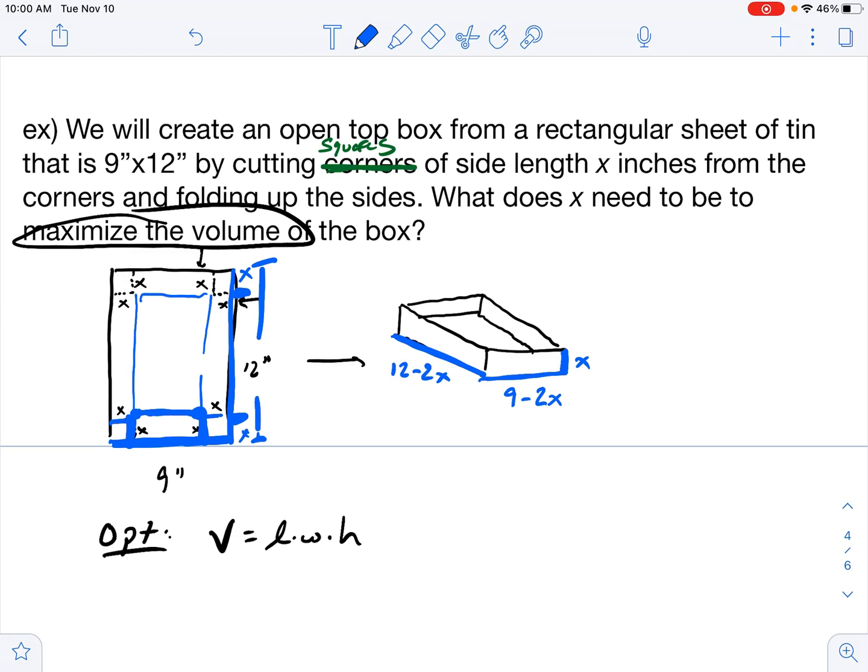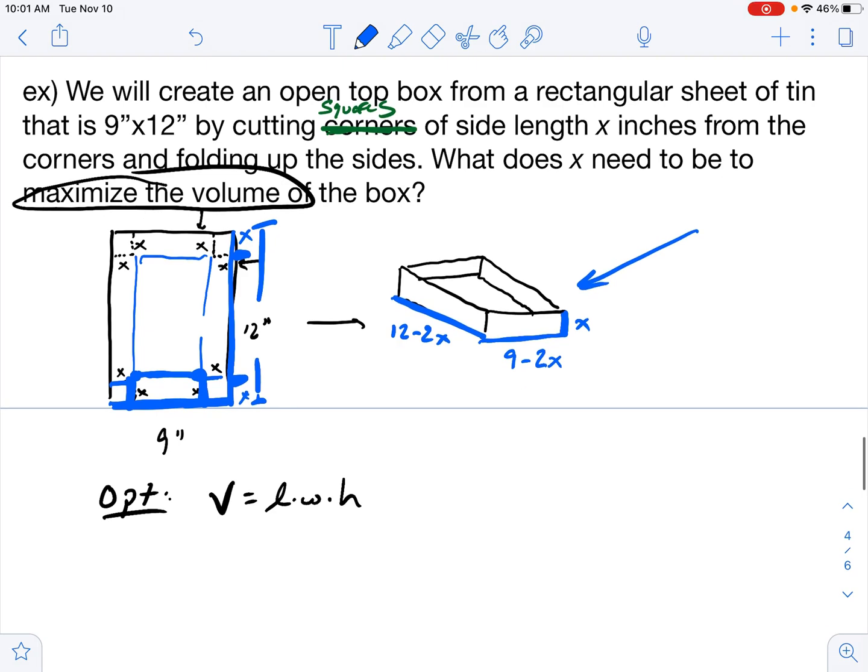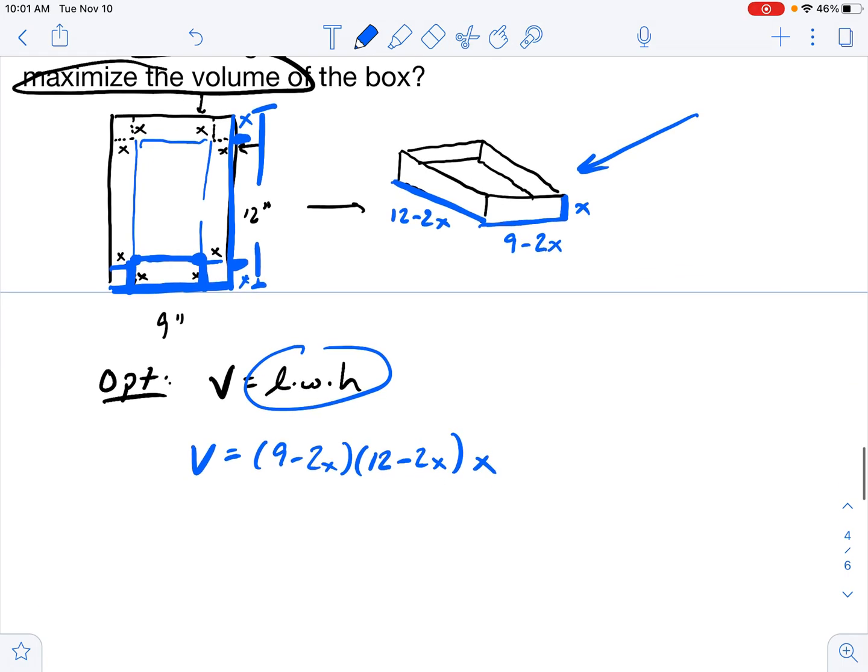And so here, we don't really need a separate constraint equation. Once we have labeled this, we now have everything in terms of x. I just need to replace all these guys with what they're equal to in terms of x. So the length we said was 9 minus 2x, the width 12 minus 2x, and the height itself x. Now we've got volume all in terms of x.